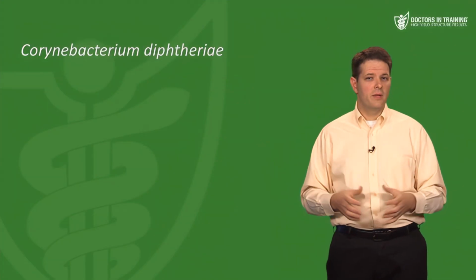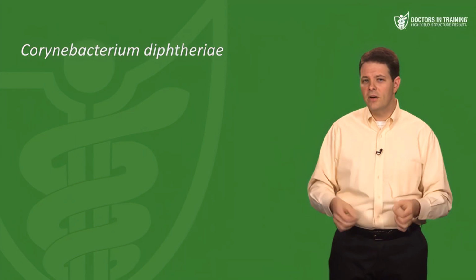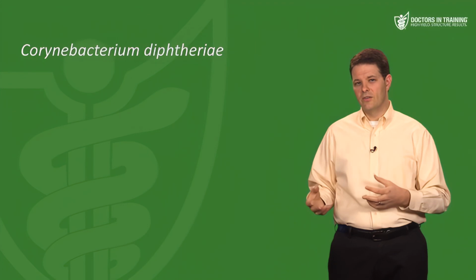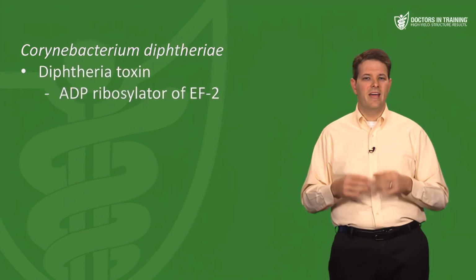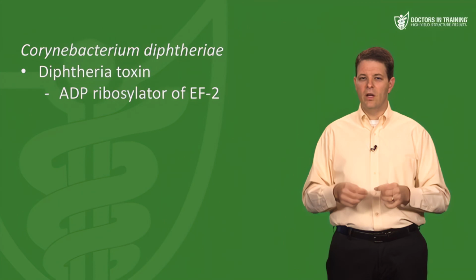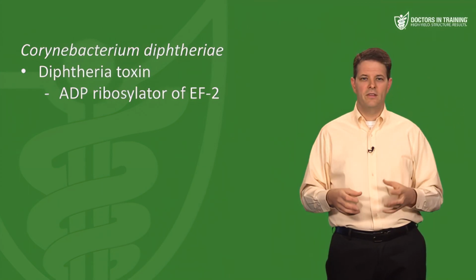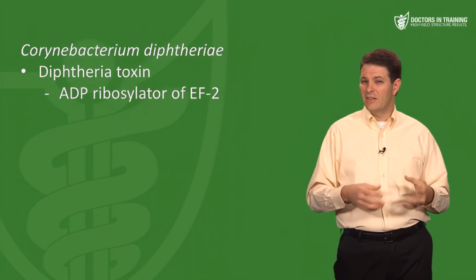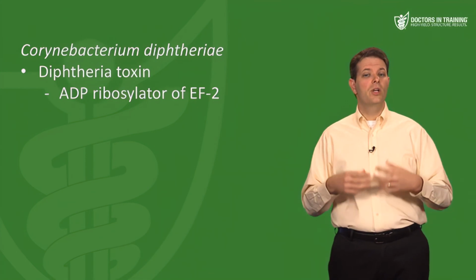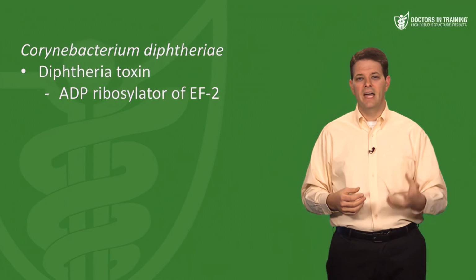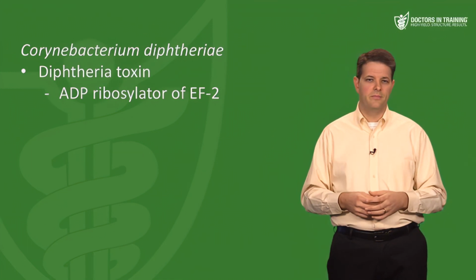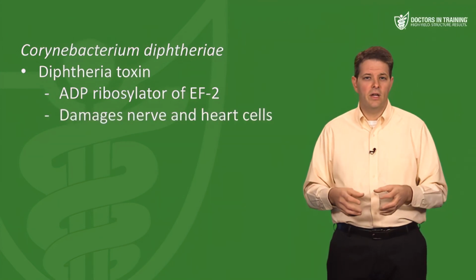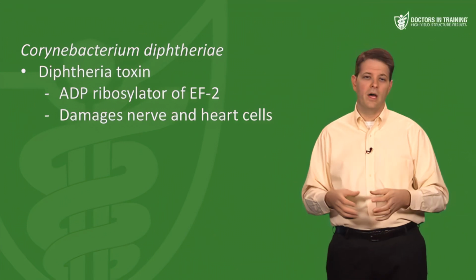And as you might also guess from the name, this is the organism that causes diphtheria. But many of the clinical manifestations of the infection are actually due to production of exotoxin. Diphtheria toxin is an ADP ribosylator of elongation factor 2. Now, you reviewed this in the video on bacterial toxins. Do you remember another bacteria that produced a toxin that inactivates EF2? Pseudomonas aeruginosa. It produces exotoxin A, which has a very similar mechanism of action. Diphtheria toxin can damage nerve cells and also heart cells, so diphtheria can cause cardiac arrhythmias and myocarditis.